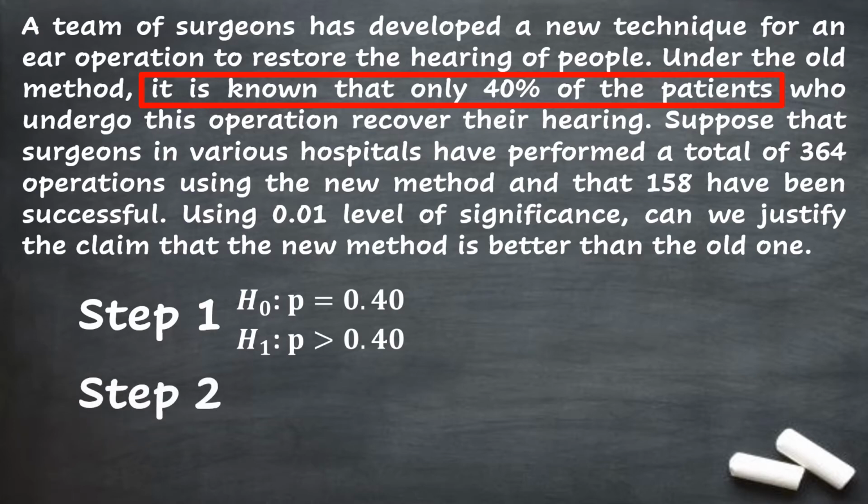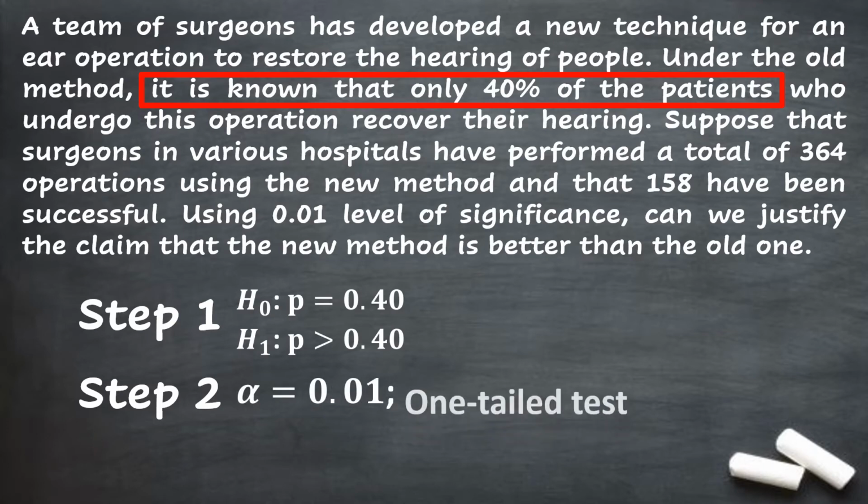Second step, we identify the alpha level and the tail test. The alpha level, or level of significance, is 0.01. And we will have a one-tail test since the mathematical symbol used in the alternative hypothesis is the greater than symbol.